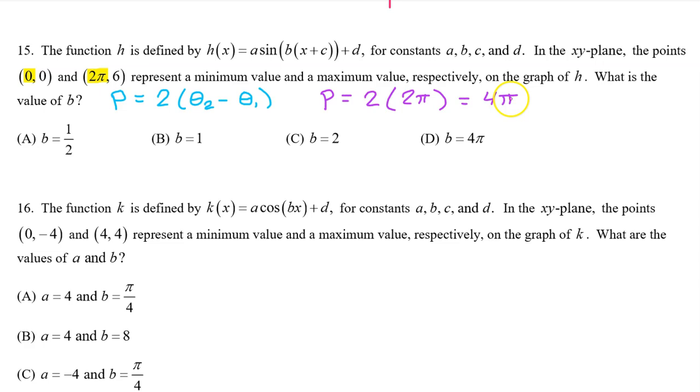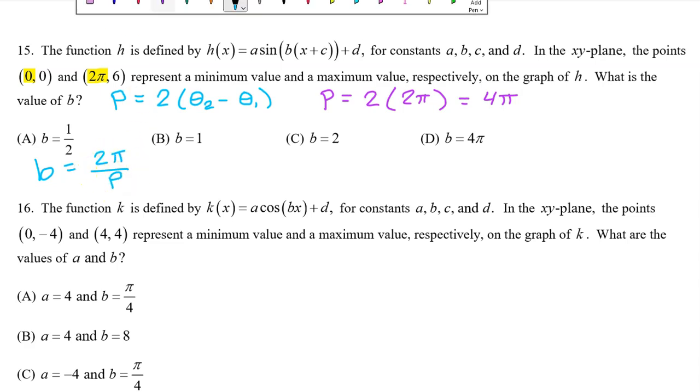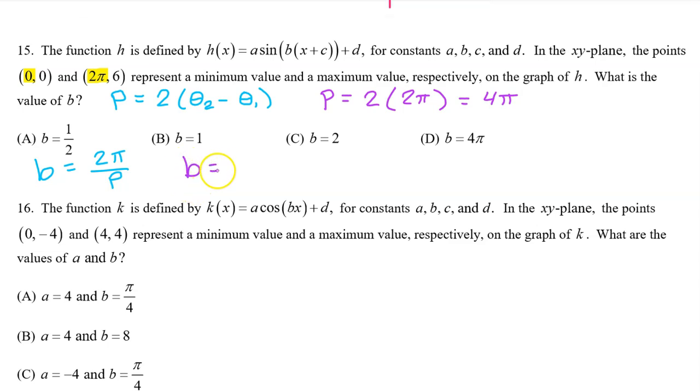The period will help us find the b value because we have memorized that the b value is always 2 pi divided by the period. So in this case, the b value will equal 2 pi divided by the period of 4 pi. The pi's cancel out, leaving 2 over 4, which equals 1/2. So the answer is A.